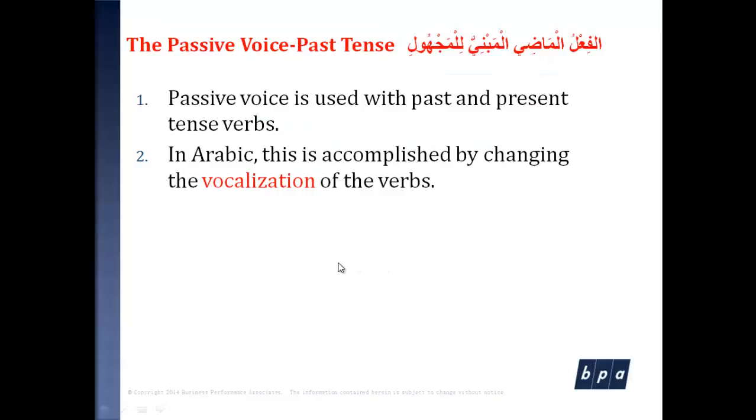Now let's discuss the passive voice, past tense. الفعل الماضي المبني للمجهول, the past verb built for the passive voice. Passive voice is used with past and present tense verbs, basically. In Arabic, this is accomplished by changing the vocalization of the verbs. So you change the accents on the letters, and that accomplishes the passive voice.